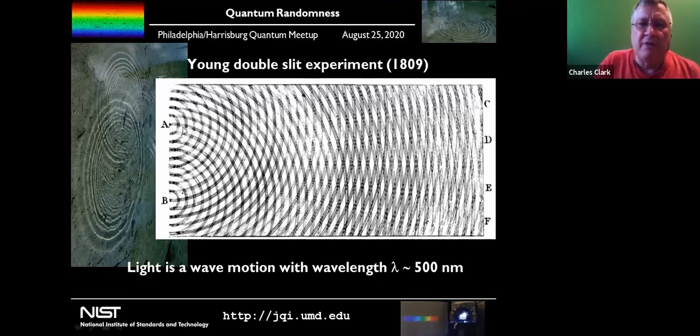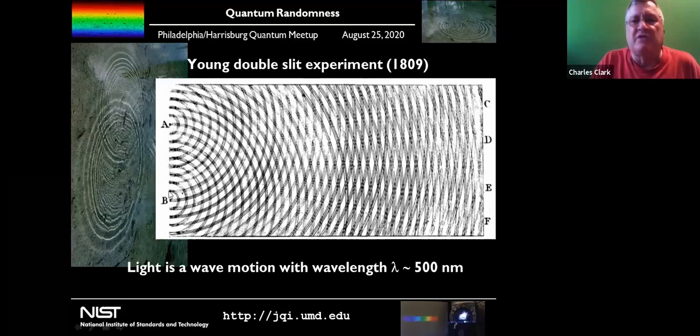In any event, from this diagram, you can infer that this diagram has two scales of length in it. One is the distance between the holes A and B. You see, the light is coming from the left, the sunlight. A and B are holes. So there's a distance between A and B, and then there's a distance here between the circular bands. That's the same as the distance between these crests in the water pond that I've rotated by 90 degrees. So that's the wavelength of the wave motion, that we call.